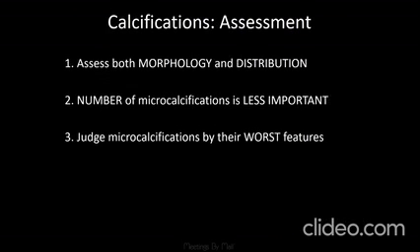So now we're going to briefly go over the assessment. Again, this is familiar to most of you. You know to assess both the morphology and the distribution. The number of calcifications is, of course, less important than the morphology and the distribution, and we want to judge them and name them when we're using BI-RADS by their worst feature.